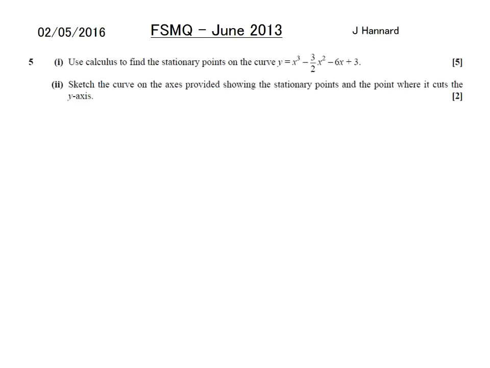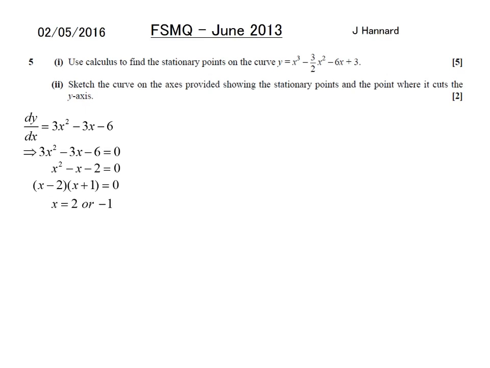Number 5 then, use calculus to find the stationary points on the curve y equals that. So to find a stationary point, we have to differentiate it and set it equal to 0. So we differentiate it and then set that equal to 0. I see a common factor of 3 there, so I divide throughout by 3. And then I factorise that to (x minus 2)(x plus 1). Therefore, my x coordinates must be 2 or minus 1. Therefore, my y coordinates are minus 7 or 13 over 2. So there are your two coordinates there to tell the examiner.